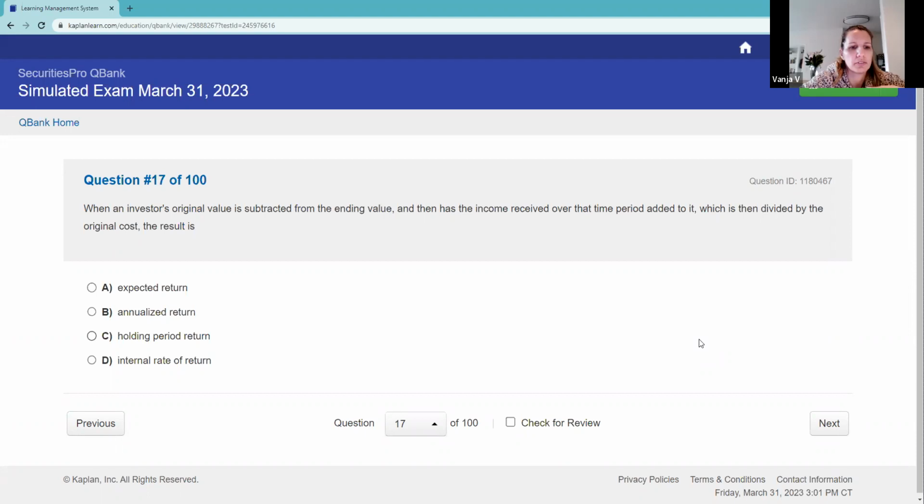It's not an annualizer. Expected return would have been something like the capital asset pricing model or standard deviation. This is the holding period return.